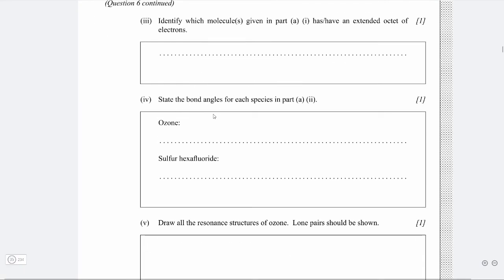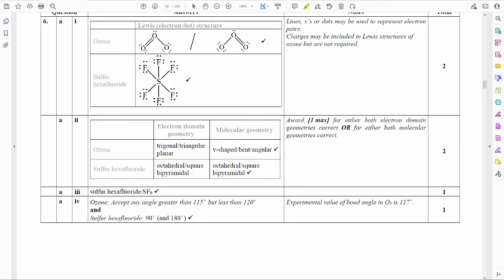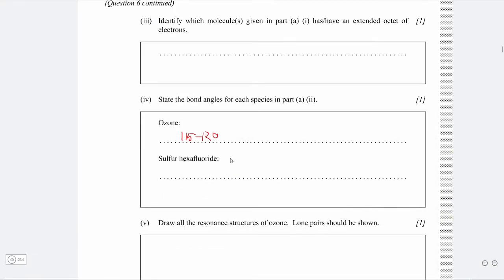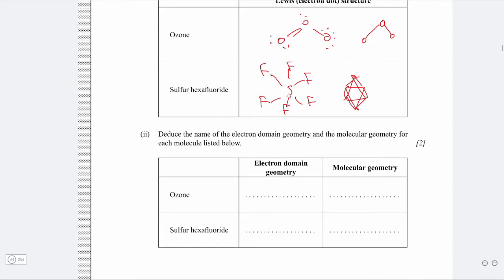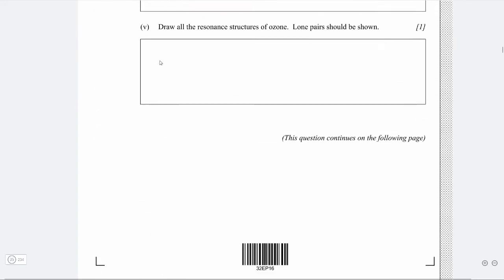Bond angles. So ozone has a bond angle of 115 to 120 as accepted answer. So just answer something in between there to be safe. While sulfur hexafluoride has angles 90 and 180, depending on which of the angles you look at, because the one between the sulfur and the fluoride here is 90, but the one between here and here is 180. So we have 2 different angles.